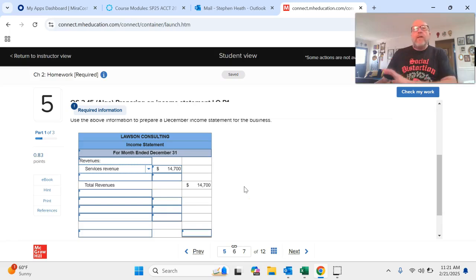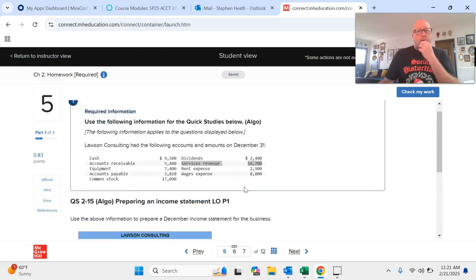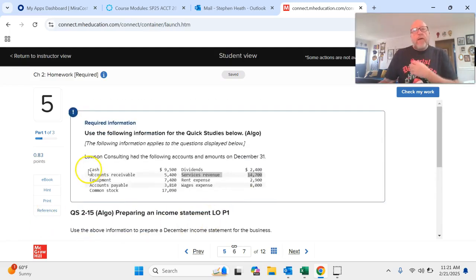But we do want to get to a point where we are, without reference, remembering what goes on the income statement, right? So we would know, hey, we're creating the income statement. Cash isn't something that goes on the income statement. Likewise, I think we would know accounts receivable, that's an asset, it's not going on the income statement. Common stock, that's an equity, it's not going on the income statement, etc., etc.